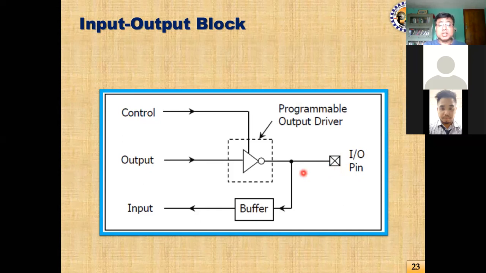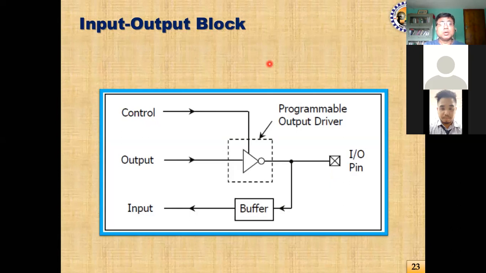Now, when it works as input, during that time the control will be 0. If the control is 0, then this inverter will be in tri-state. So whatever input you apply here, nothing will go to the output of this. This path is virtually as if disconnected, so no current will flow from this side. During that time, this pin will work as an input pin. The signal coming from the external input will come through this pin, pass through the buffer, and go to the input circuit. So this is the function of the input-output block.